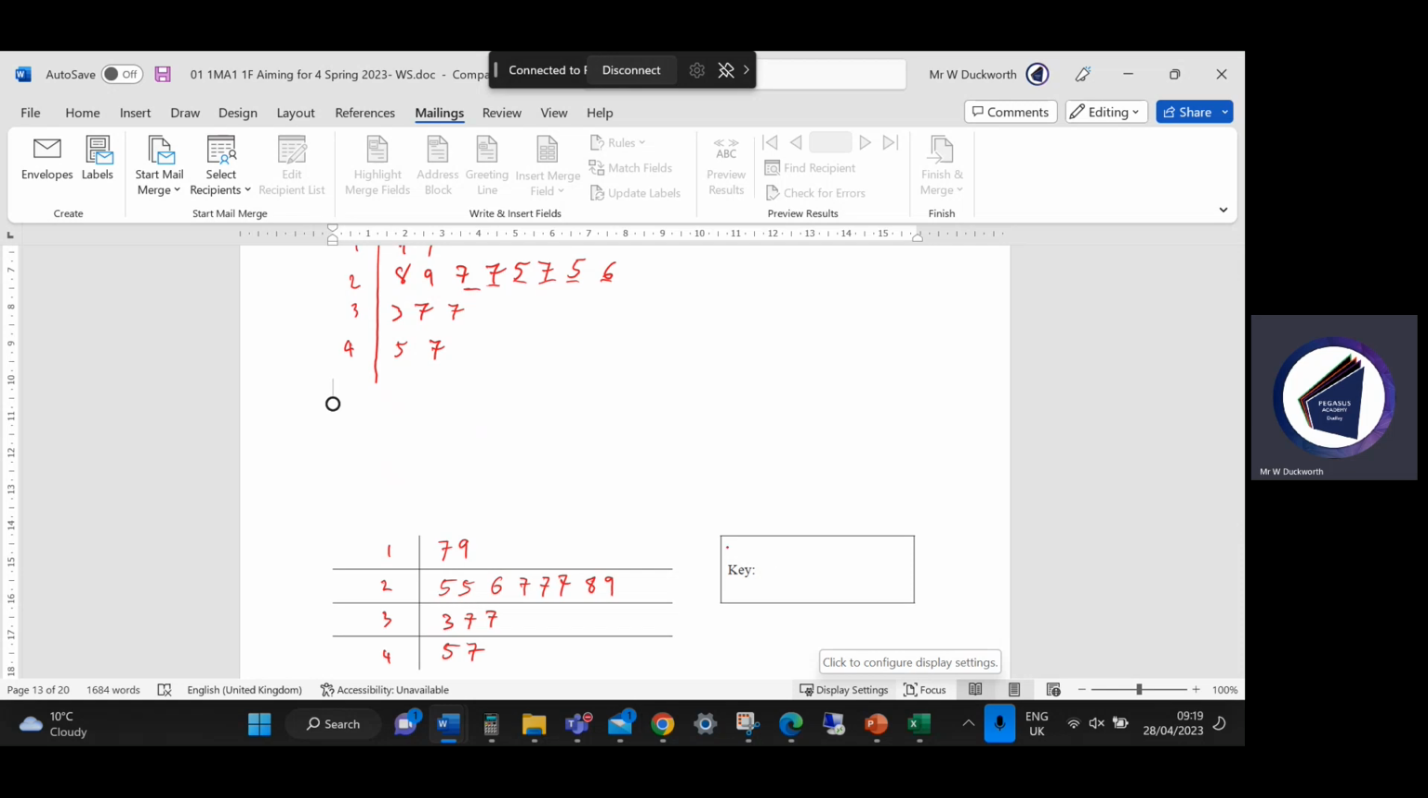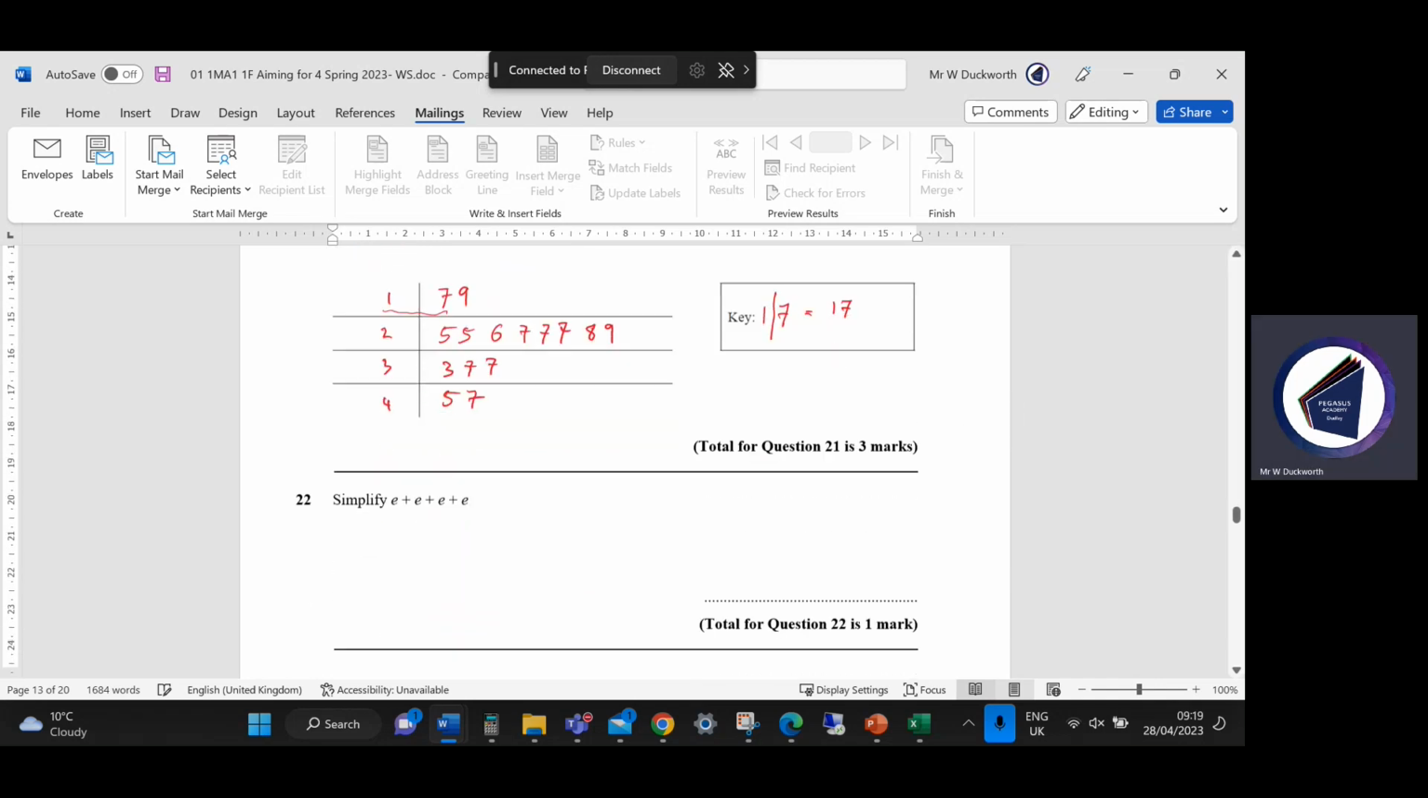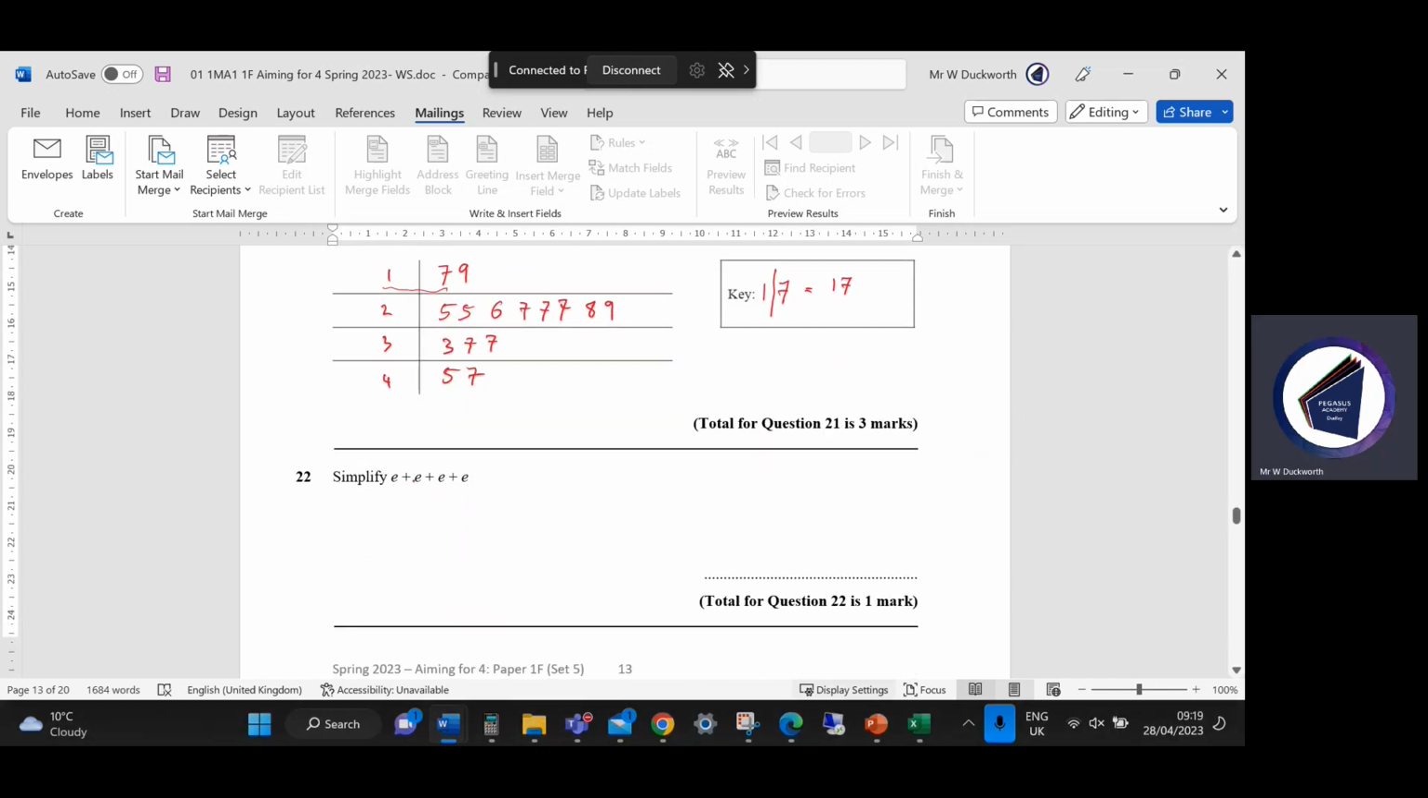For my key, I used to try and make this as complicated as I can, but now I make it as simple as I can for my marker. 1/7 equals 17. And that's it for that question. And then finally, simplify E plus E plus E plus E. Well, we've got 4 lots of E, so 4E.